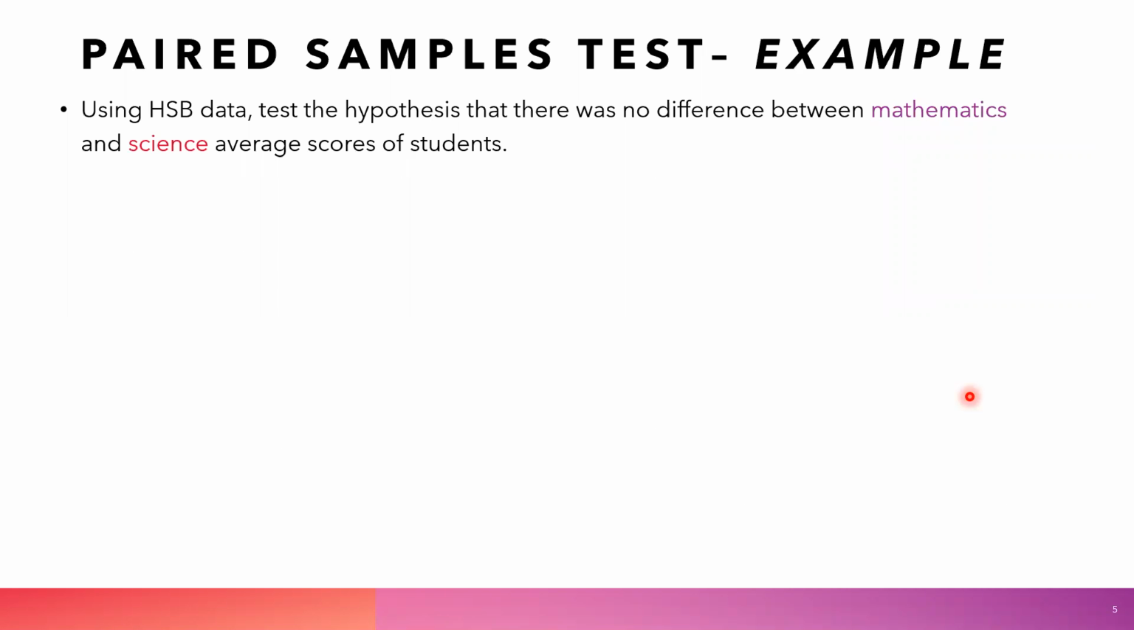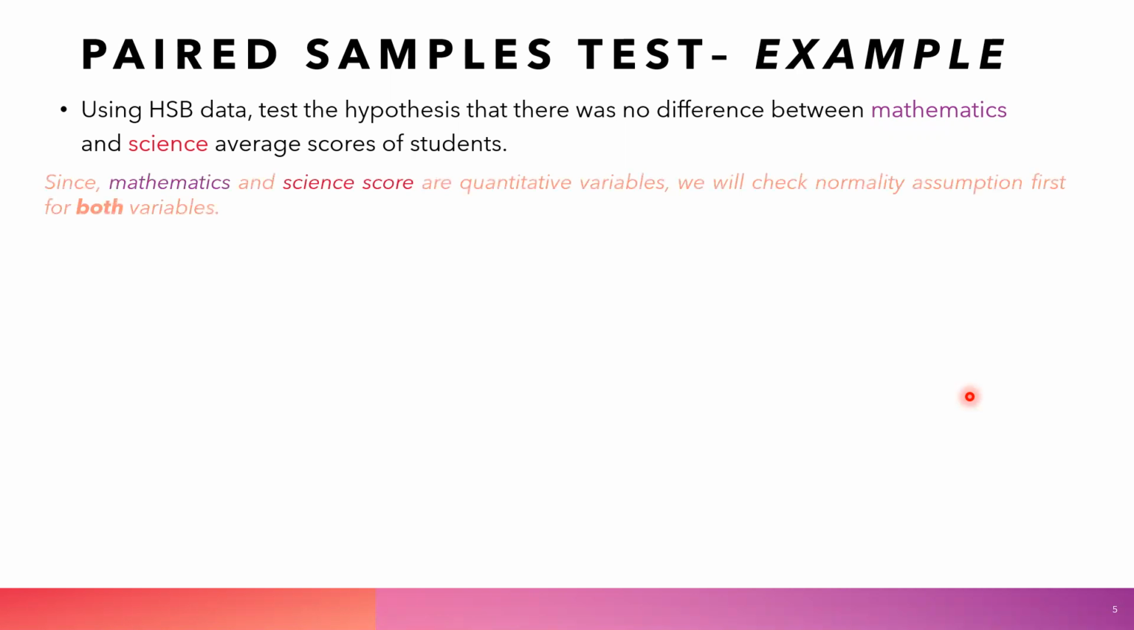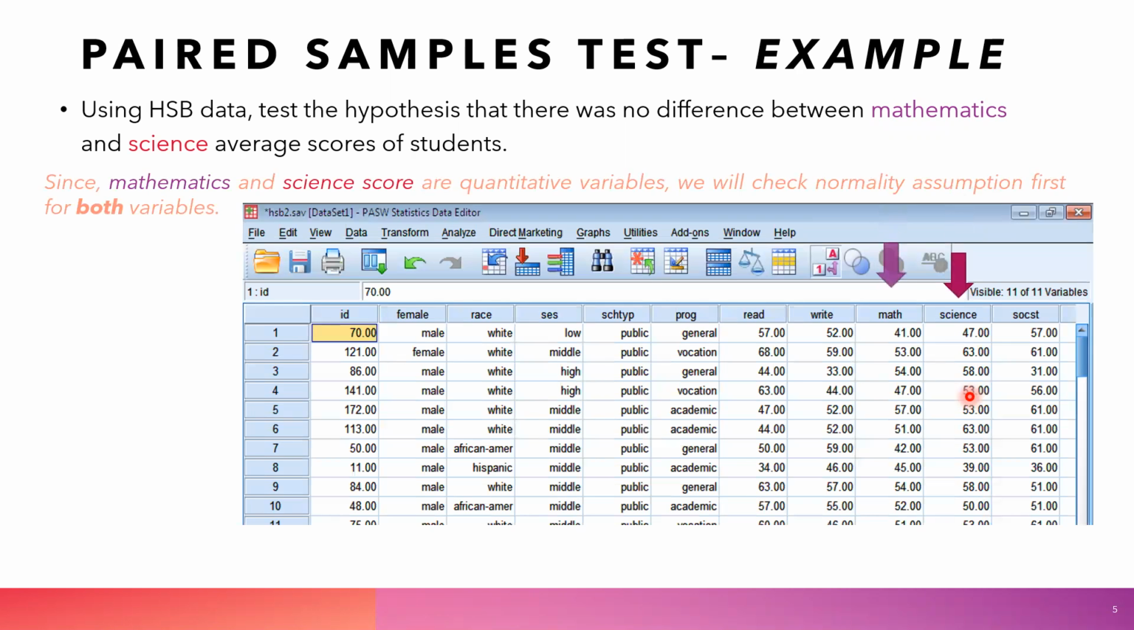So in our scenario, we are going to discuss the HSP data, and this time we are going to test the hypothesis that there was no significant difference between the mathematics and science scores of students. So this is the math and science score. We first have to check what kind of variable we have. Since math and science scores are both quantitative variables, we will have to check the normality for both variables, that is, math and science score.